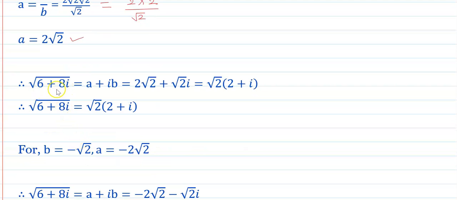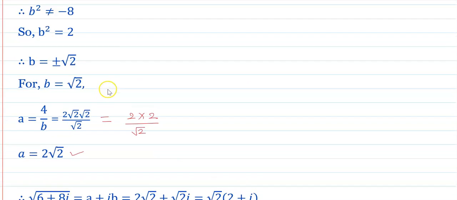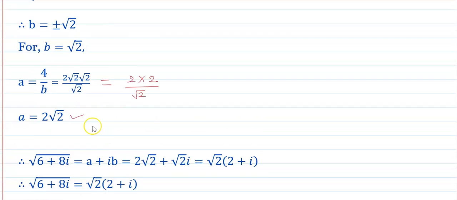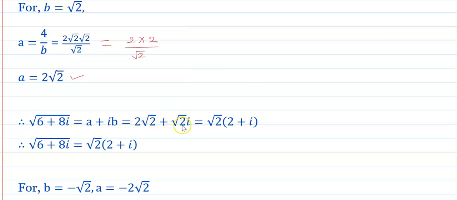Therefore, the square root of 6 plus 8i is equal to A plus iB. What A did we get? A is 2 root 2. And what was B? B is root 2. We will take root 2 as common. Then in bracket you will get root 2 in bracket 2 plus i. This is the first square root.